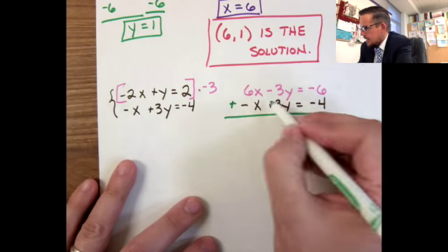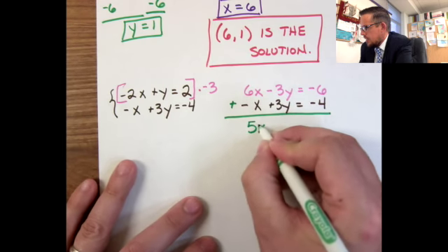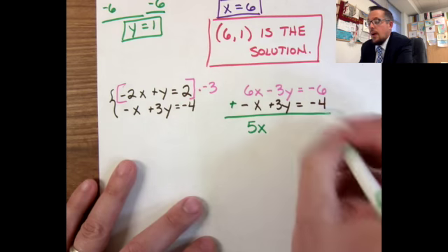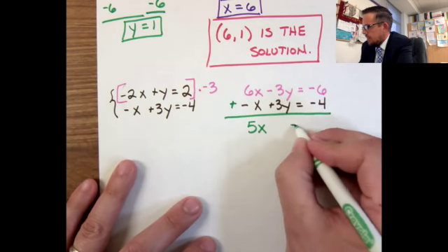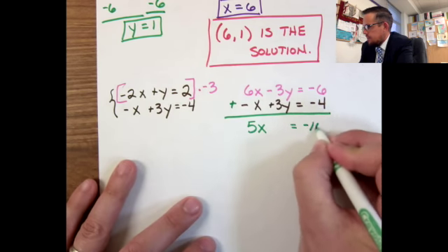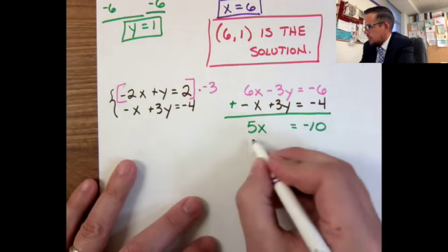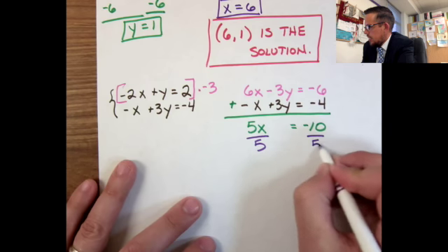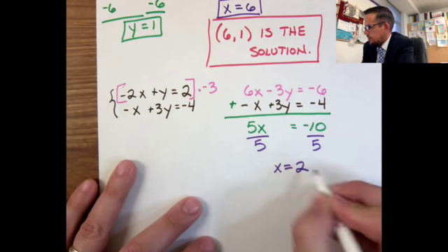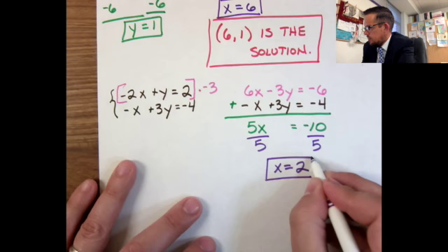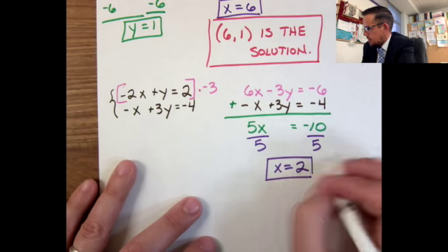6x plus negative x is 5x. Negative 3y plus 3y is gone. And negative 6 plus negative 4 is negative 10. Divide both sides by 5. X equals 2. Negative. Nope. Yep, you're right, sorry.